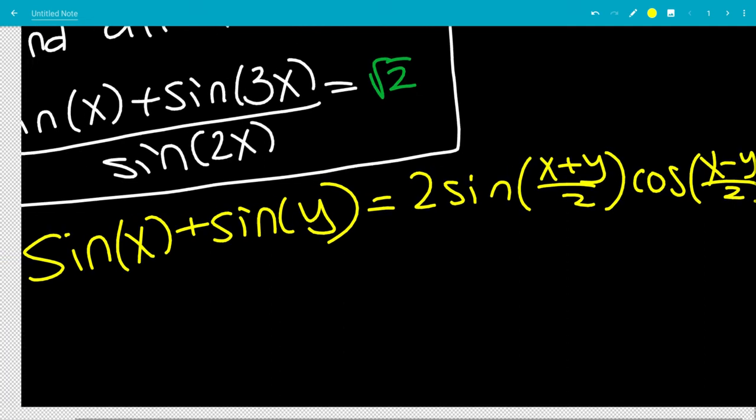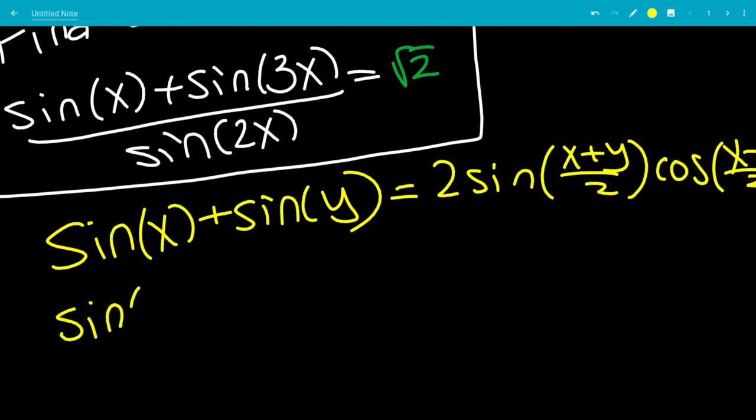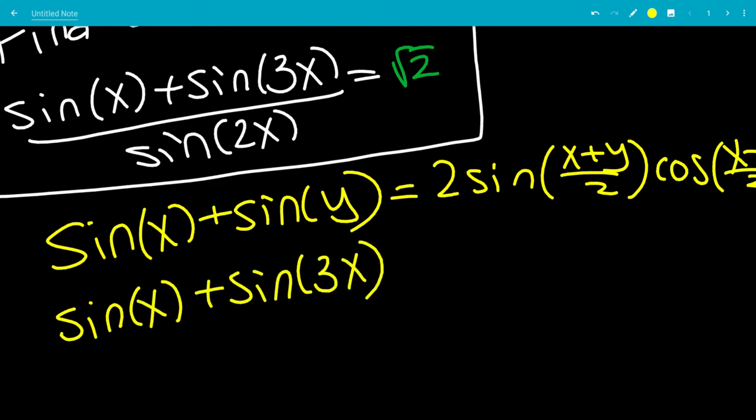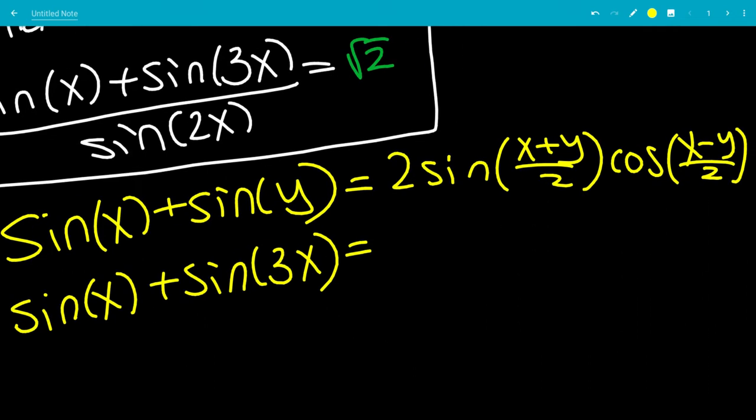Okay, good. So now let's plug in y to be 3x, so we get sine of 3x. So this would be 2 sine, okay, x plus 3x is 4x, divided by 2. 4 divided by 2 is 2 times x.